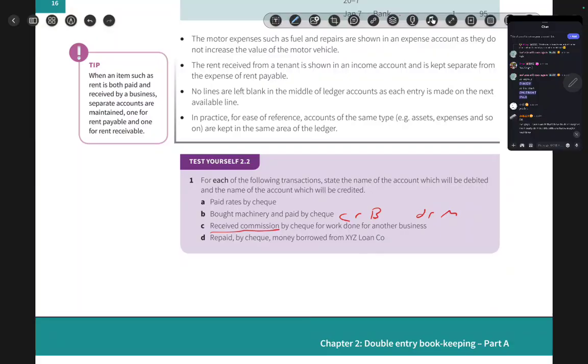All right, received commission by check. So you're receiving money, your bank balance is increasing, you're gonna debit your bank, and you're gonna credit your other business. So whatever the name of the business is, XYZ, whatever. Okay.